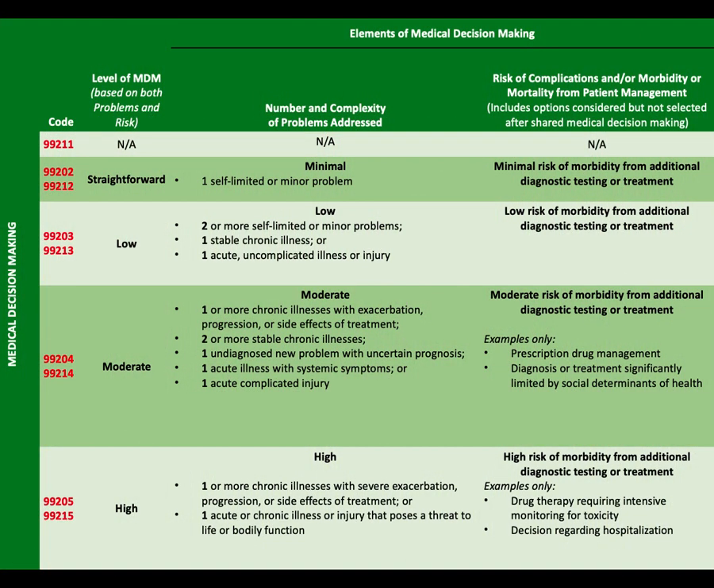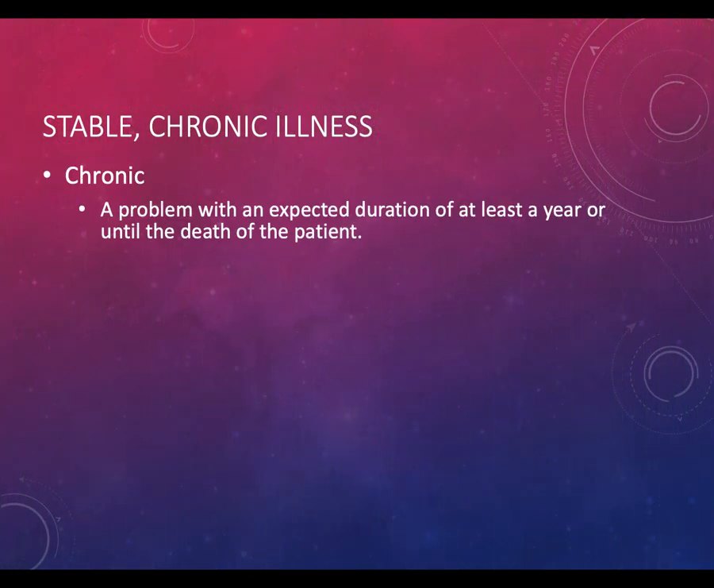Stable chronic illness is in two places. There are several issues in the definition of stable chronic illness. I'll start with chronic. Chronic refers to a problem with an expected duration of at least a year or until the death of the patient. This expected duration should be based on what is typical of the particular illness and the patient's situation.